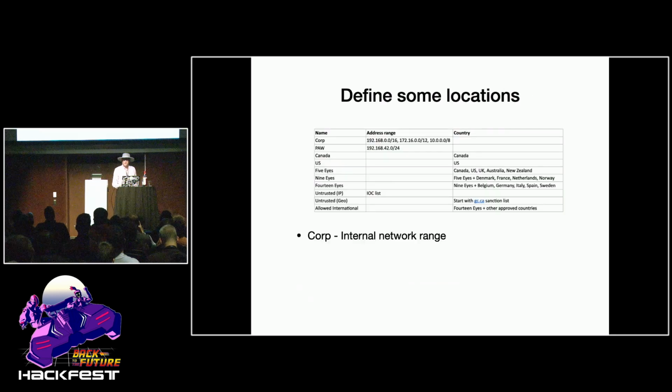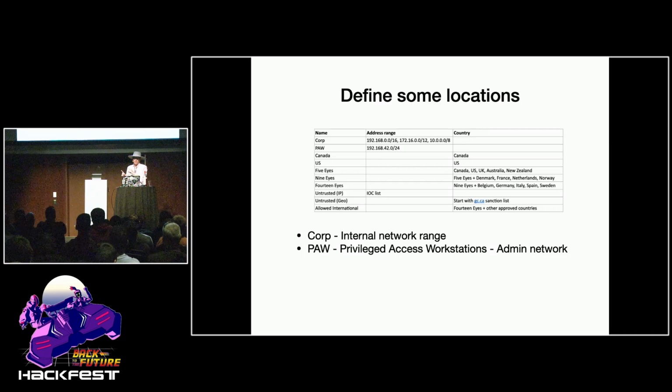So locations, we have our corporate internal network. We can set some internal ranges. Privileged access workstations. If you want your admins to work from somewhere, they should be working from your privileged access workstations. You can specify a small specific subnet. And since Microsoft wants you to remove your proxies from your interaction with their services, you actually expose all your internal IP ranges to Microsoft directly, which can be very helpful because then you actually get that in your sign-in logs and you can have this stuff actually apply.